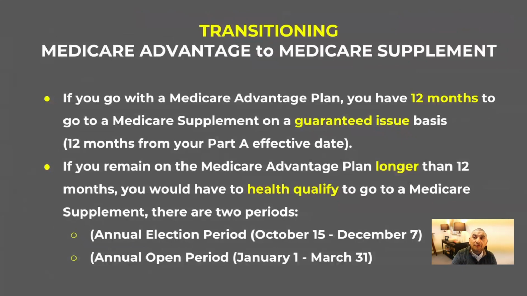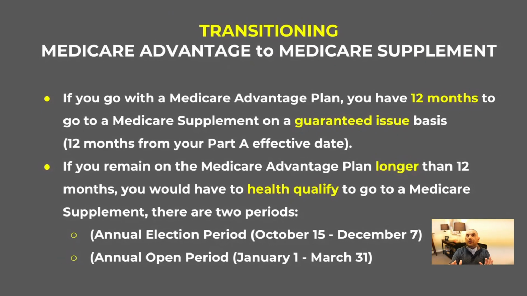Transitioning from Medicare Advantage to a Medicare supplement. If you go on a Medicare Advantage plan, you have 12 months to go to a Medicare supplement on a guaranteed issue basis, 12 months from your Part A effective date. If you remain on the Medicare Advantage plan longer than 12 months, you would have to health qualify to go to a Medicare supplement. And there are two periods: the annual election period, October the 15th through December the 7th, and then the open enrollment period, January 1st through March the 31st.